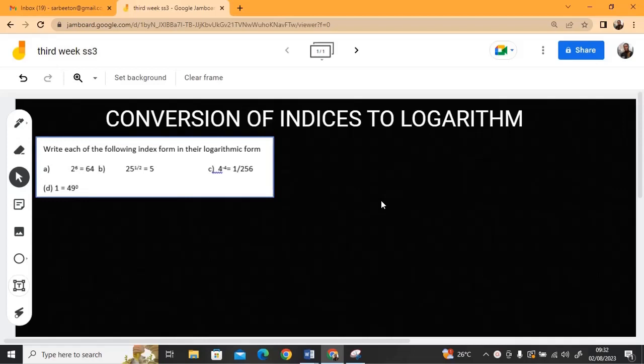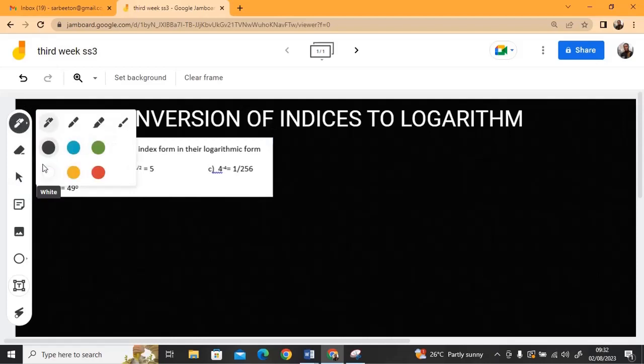Now let's look at this question. They said the first one, you convert it to logarithm form. Sometimes they will give you the logarithm form. If you can convert it to index form, then it will be easier for you to solve the question. Now they are giving you index form, you have to convert it to logarithm form. Let's look at number one. Sorry for the delay.